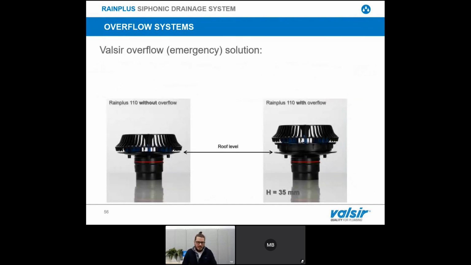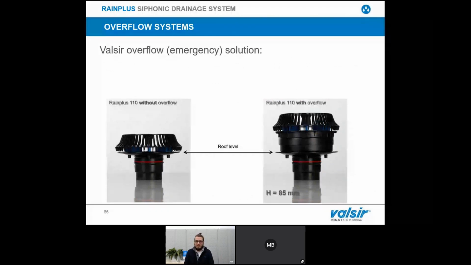At Vasir, to create the emergency system, we have an overflow kit. As you can see, it's basically a kit that can increase the height of the water from 35 up to 85 millimeters. Differently from some competitors on the market, by using our emergency kit, we are not going to decrease the performance of our outlet. It means that we can still drain from 1 to 66 liters per second, because sometimes when you install an emergency kit, you also decrease the performance of the outlet, but not in Vasir's case, because the outlet keeps the performance from the beginning, so from 1 to 66 liters per second.